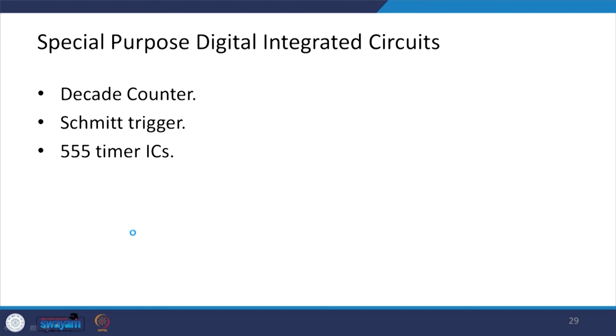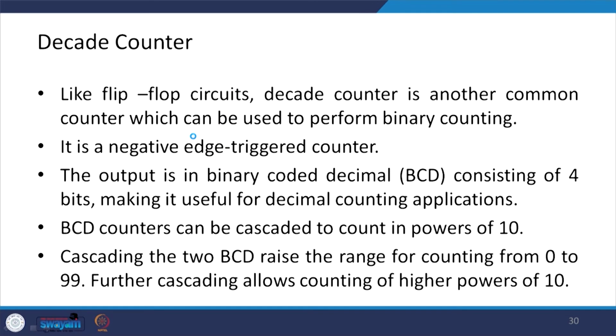There are special purpose digital integrated circuits such as the decade counter, Schmitt trigger and 555 timer ICs. Okay. So, we will just discuss these very briefly. The decade counter is like a flip flop circuit. Decade counter is another common counter which can be used to perform binary counting. Okay. It is a negative edge triggered counter.